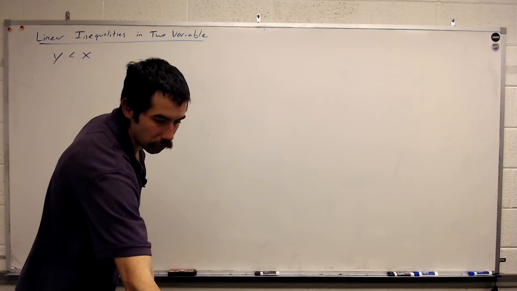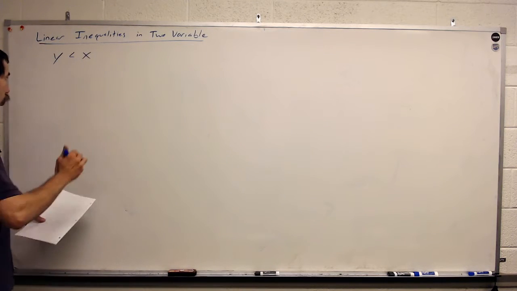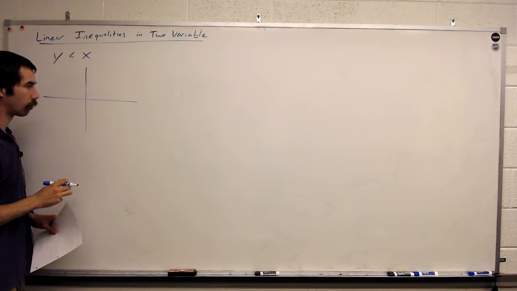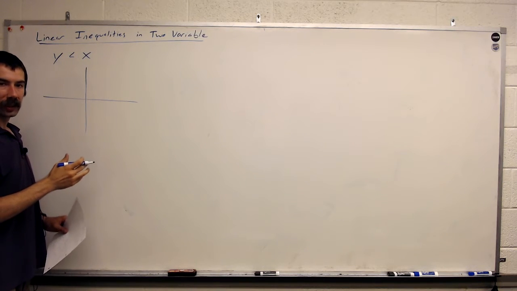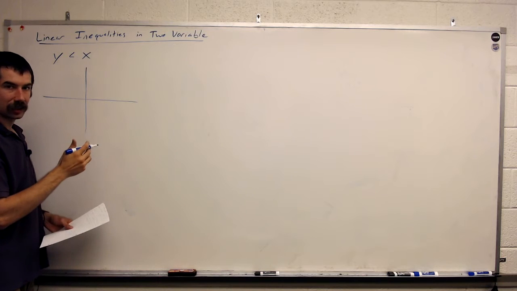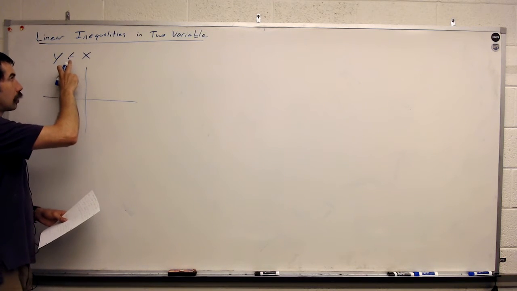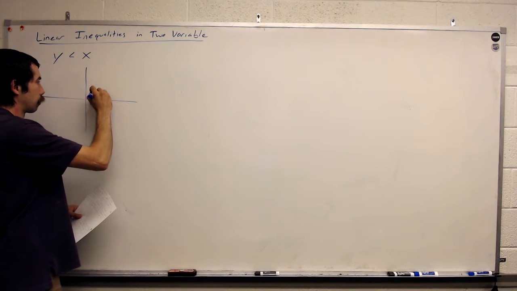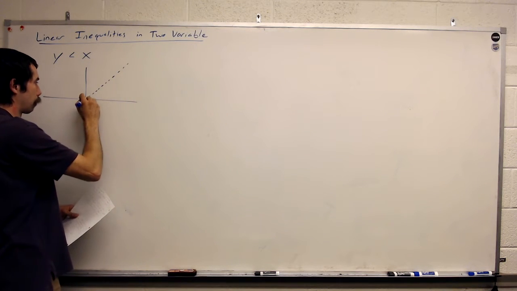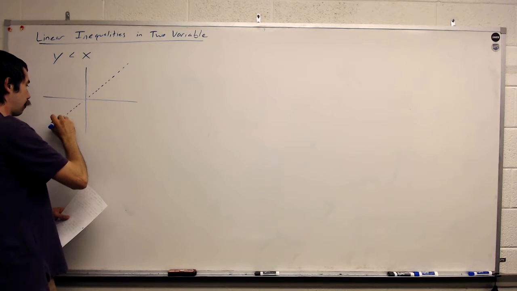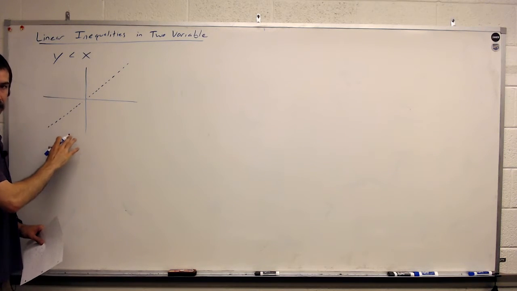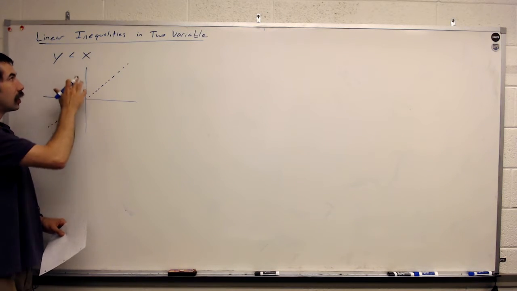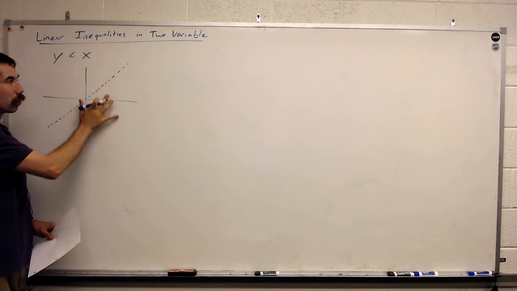And so what we're going to do, let's draw out our xy plane. We're going to graph the line y equals x. And since we have a strict inequality, we're going to graph it as a dashed line. All right, so this line that I just drew here is the line y equals x. This inequality is either going to be above it or below it.